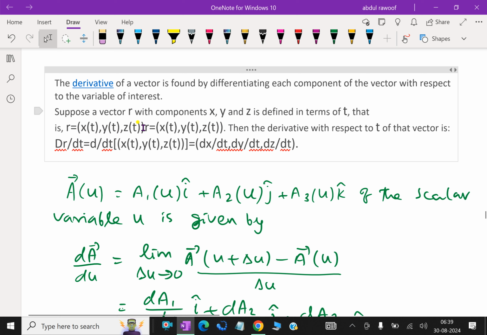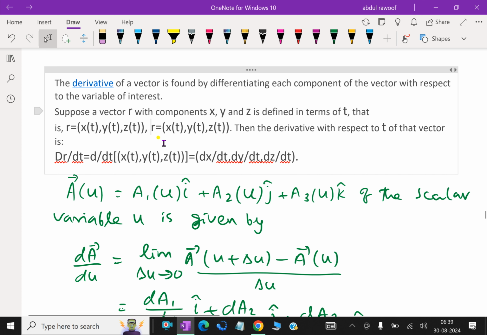Then further we can say R equals x of t, y of t, z of t. The derivative with respect to t of that vector is dR by dt, equal to d by dt of x(t), y(t) and z(t), which we can write as dx by dt, dy by dt and dz by dt.